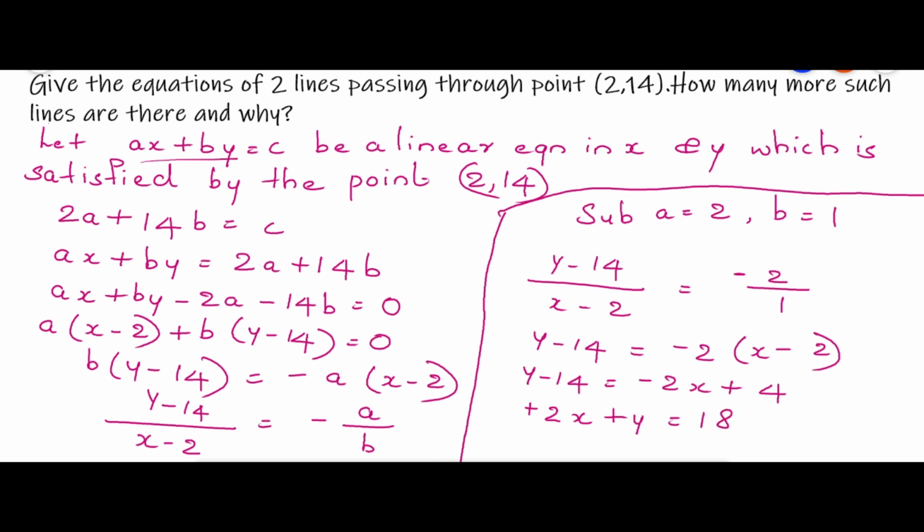So you will be getting the first equation on substituting a is equal to 2, b is equal to 1: 2x plus y is equal to 18. So if a is equal to 7 and b is equal to minus 1, you will be getting another equation as 7x minus y is equal to 0. So you can find infinitely many required equations if you get the values of a and b like this.